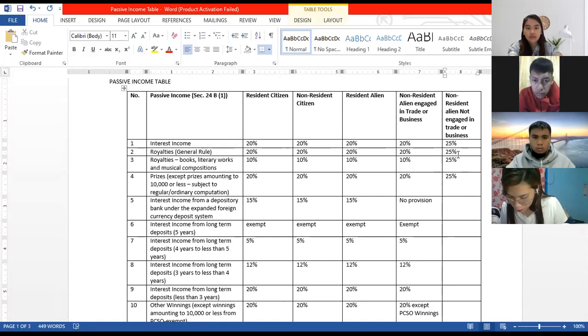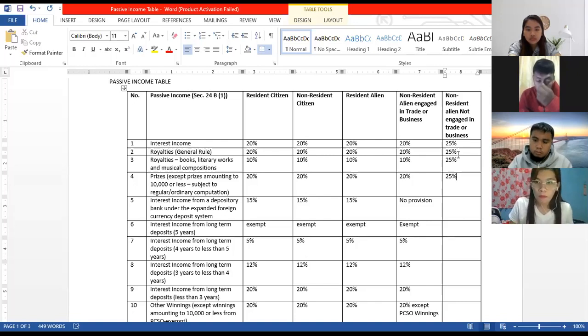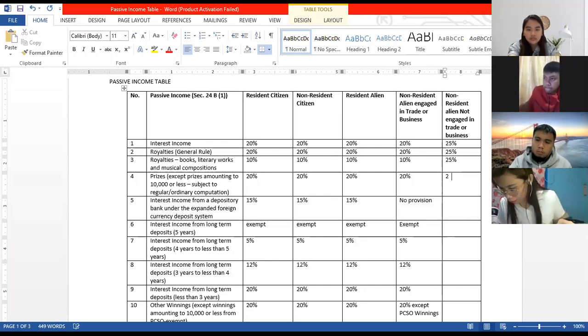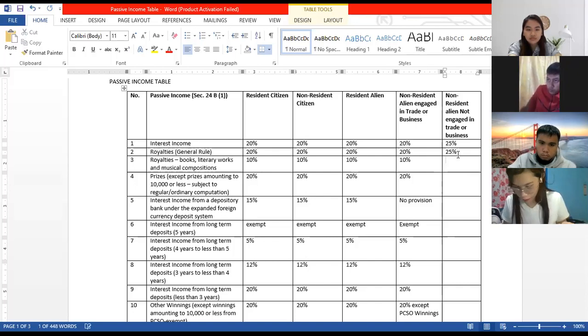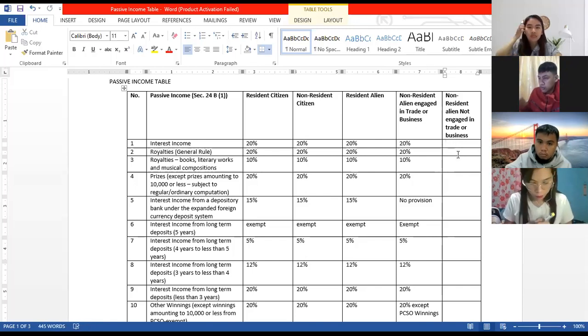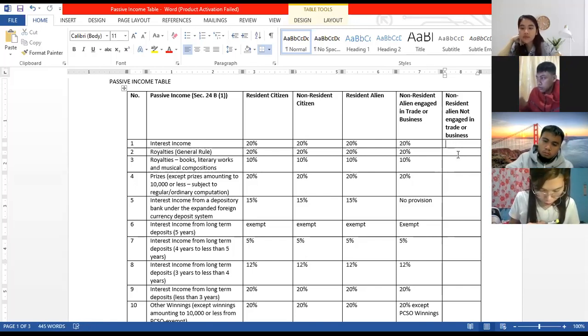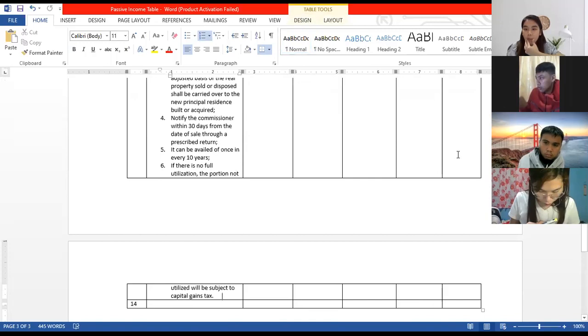Pero, hindi mo iisa-isahin yan. Ang mangyayari dyan is, i-total lahat. Ordinary income plus all passive income times 25%. No deductions allowed. Kasi ang sabi dito, upon the entire income received. So, walang allowable deductions. Okay? Nakuha nyo? So, hindi natin isa-isahin kasi lahat daw ng income, ordinary and passive, subject to 25%. Okay? And the tax base is the entire income. That is the rule for non-resident alien not engaged in trade or business.